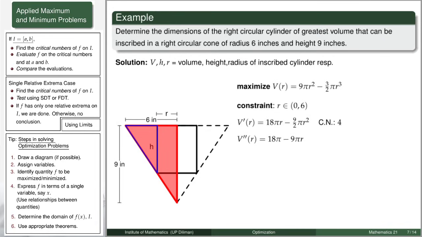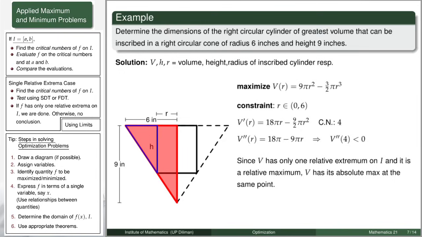The second derivative will be this, and if I substitute 4 here, I'll have 18 pi minus 36 pi. That's a negative number, negative 18 pi. And a negative quantity here will mean that we have a relative maximum. And since it's the only relative maximum, it's also an absolute maximum.